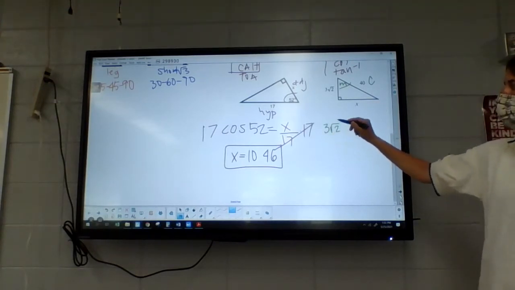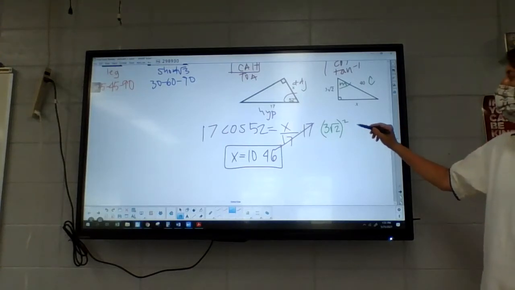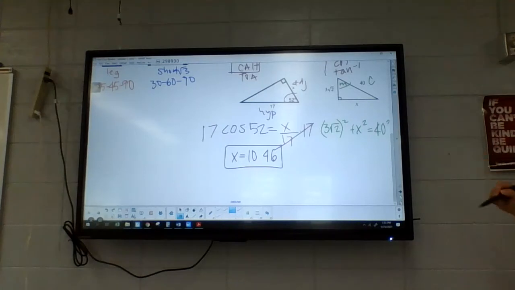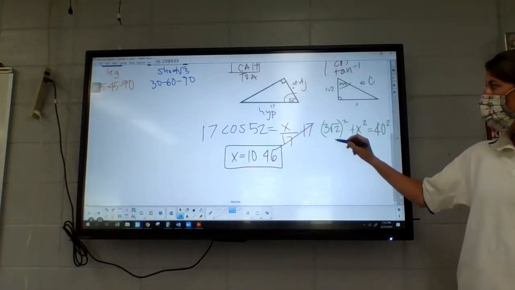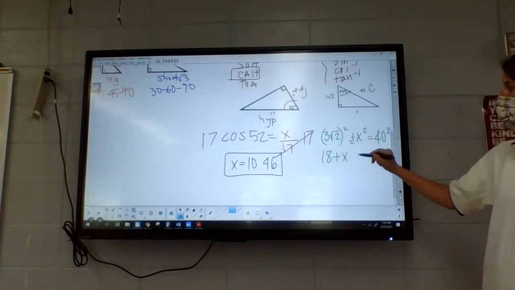Now careful, when you have to square 3 square roots of 2, I'm going to tell you guys to put parentheses around it. And some of your calculators even require a double parenthesis. So when I go to square that, this actually becomes 9 times 2, so this is 18.